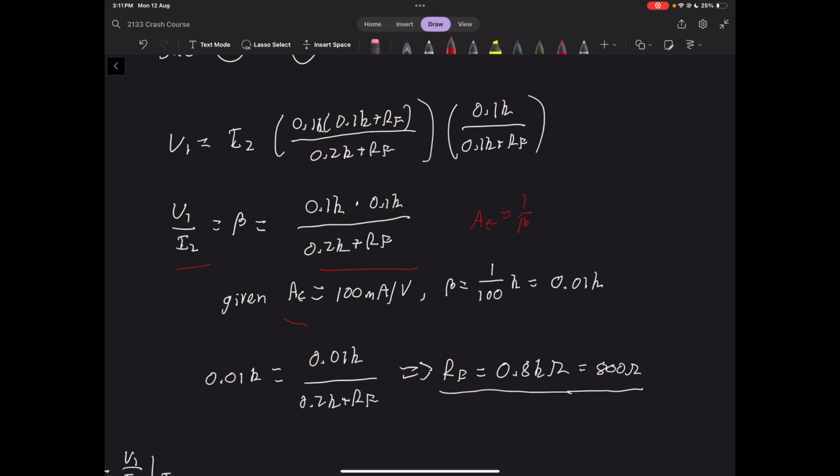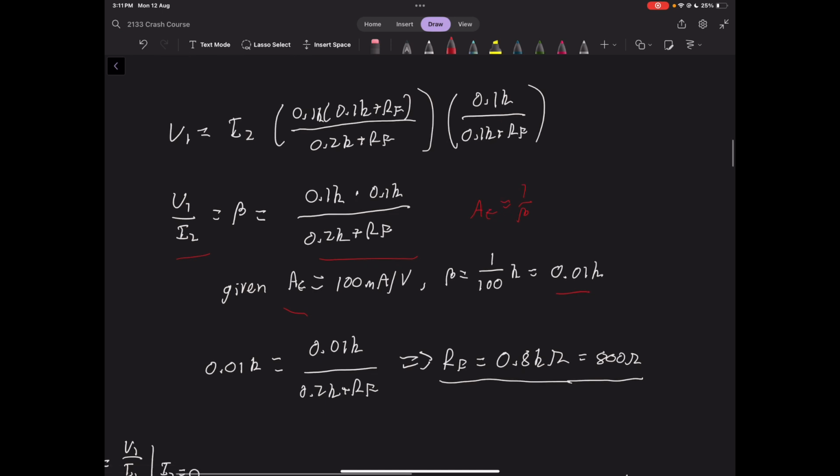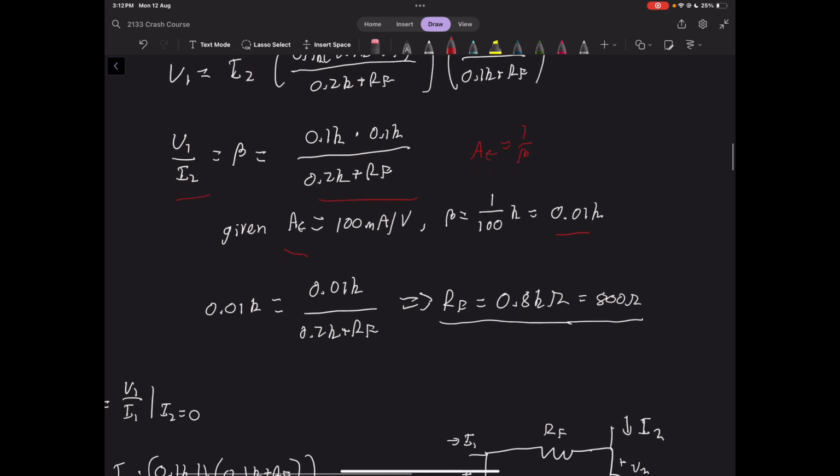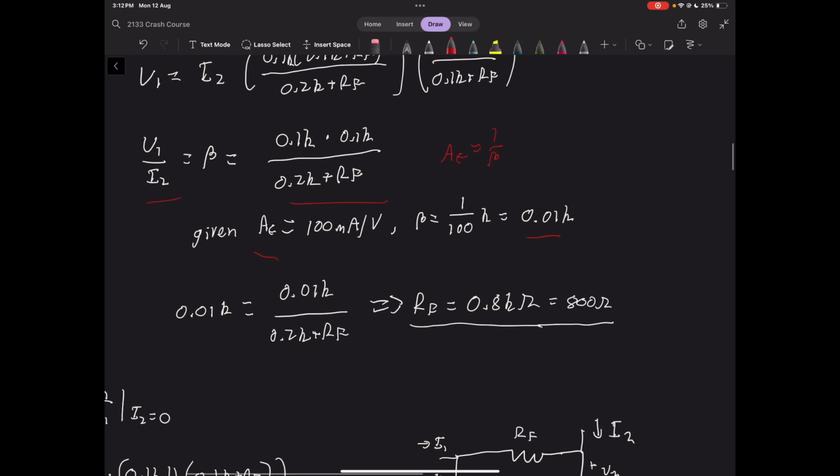so that gives us a value of 0.01K for our beta value, and then using that we can solve for RF and get that as our final output value. Sorry, this should not be K. And that gives us the RF value.